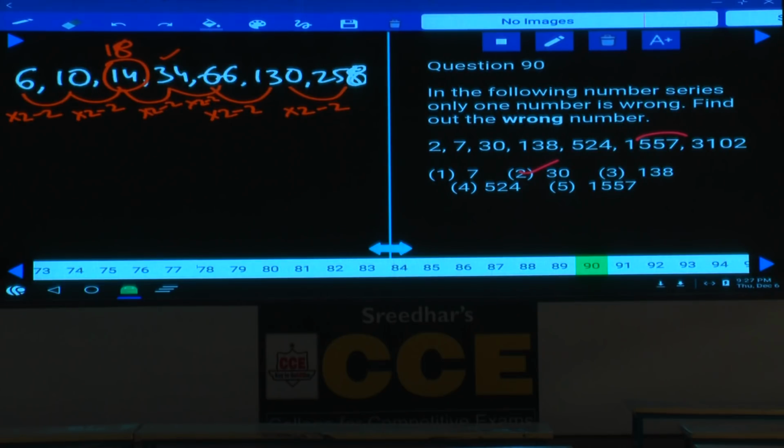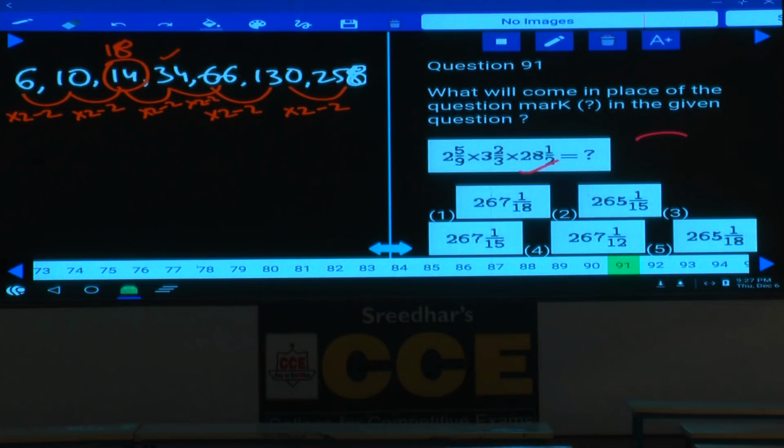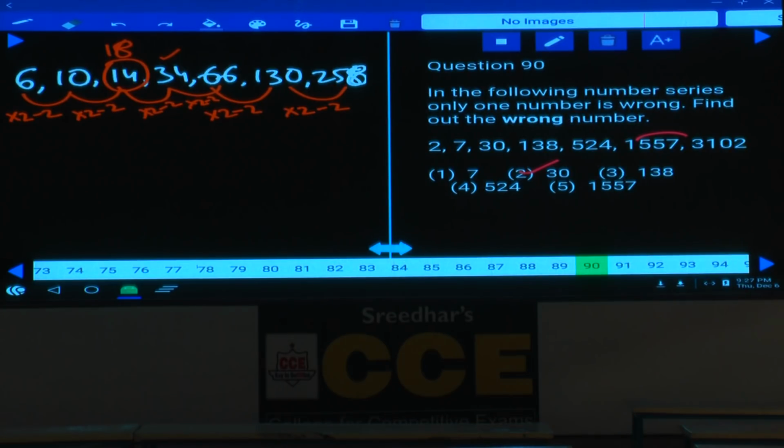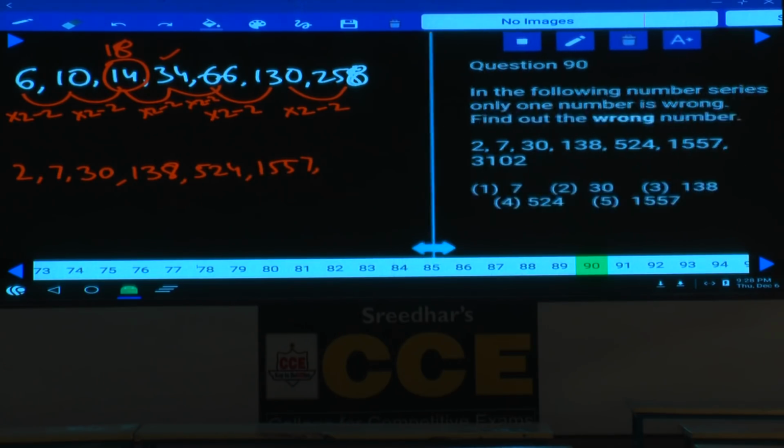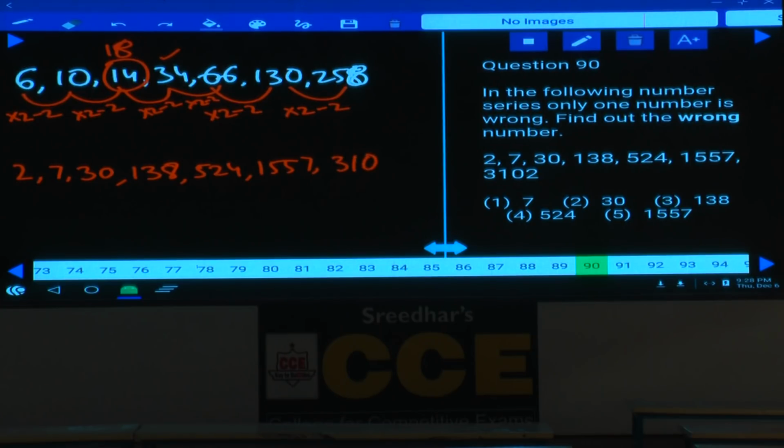Now in this question number 90, tell me what is the number here. 2, 7, 30 and so on. 2, 7, 30, next one 138. After this 138, 524. Next to 524, 1557. Next one is 3102. 3102 are the numbers.